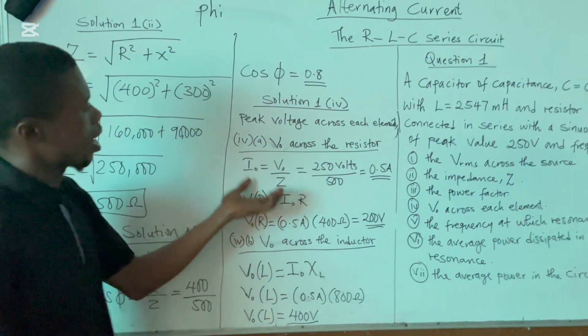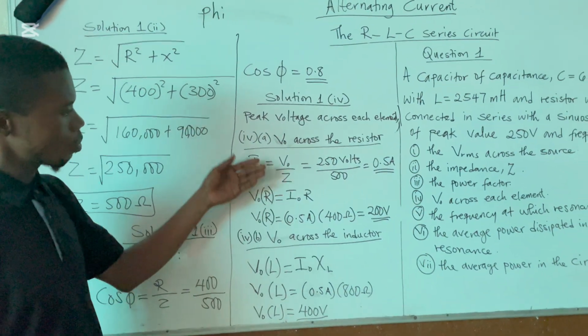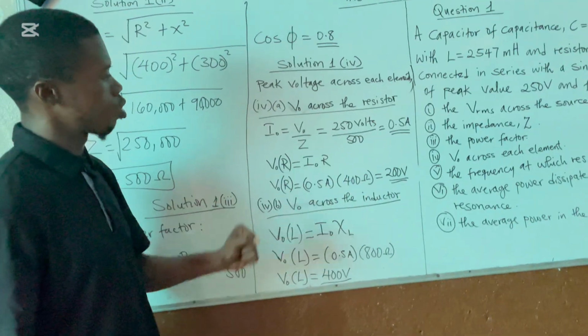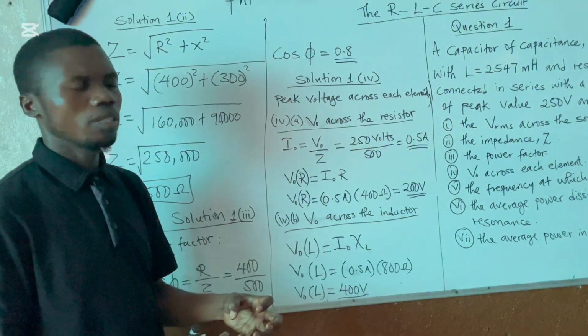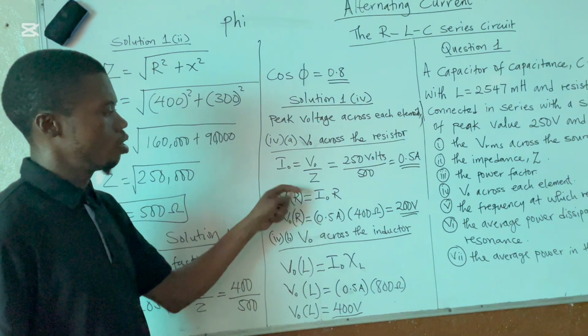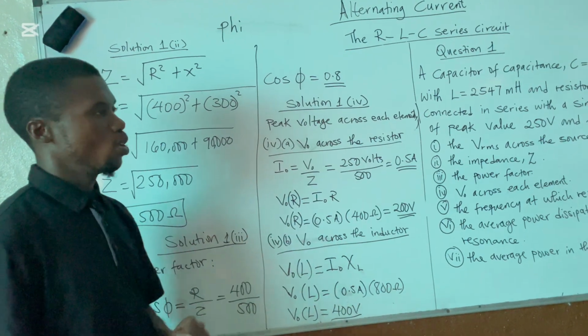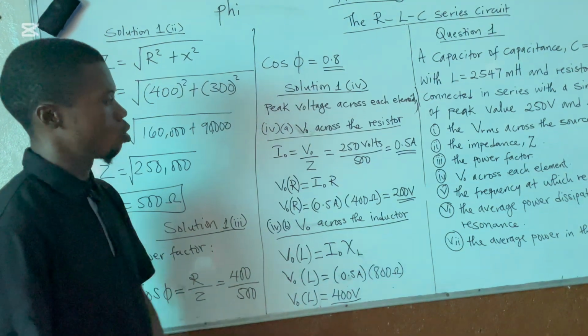So we look at the peak voltage across the resistor. But before that, we have to find the current. It's Ohm's law, because the voltage is equal to the current and the resistance here. So we have to use Ohm's law.